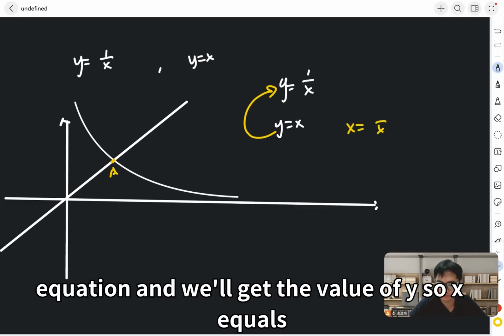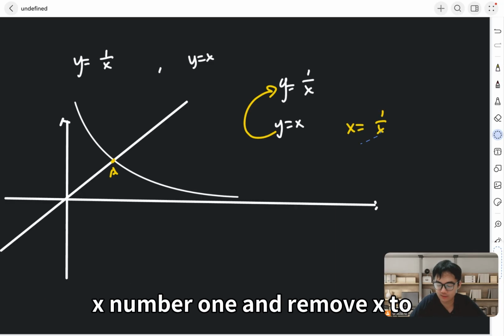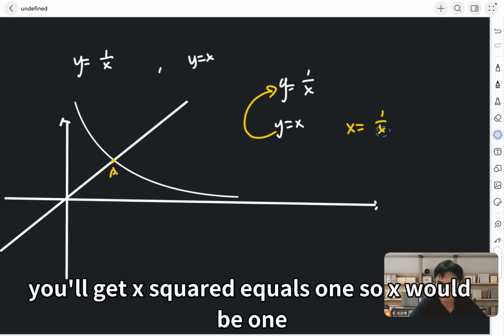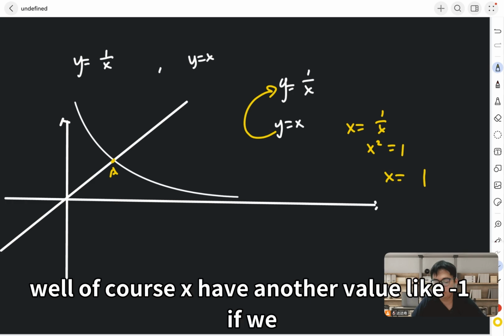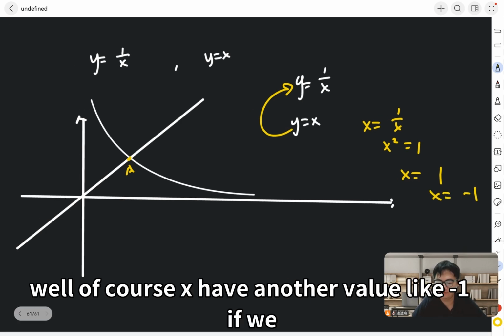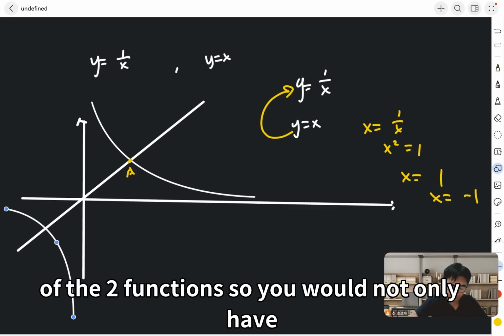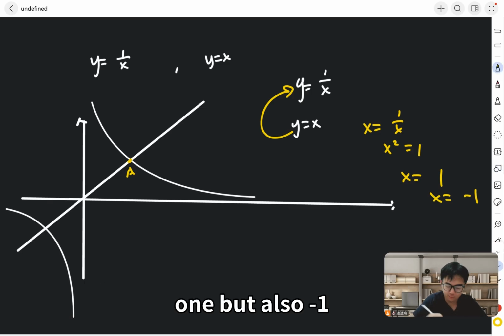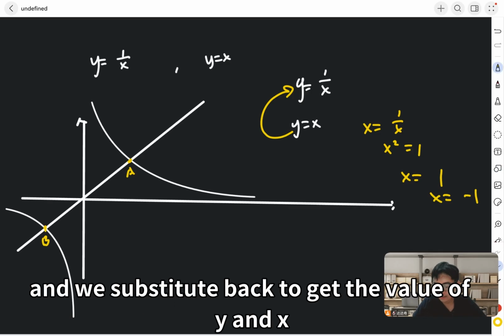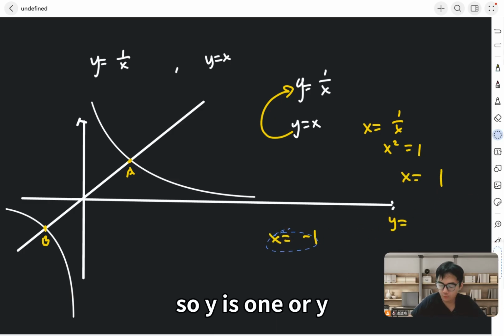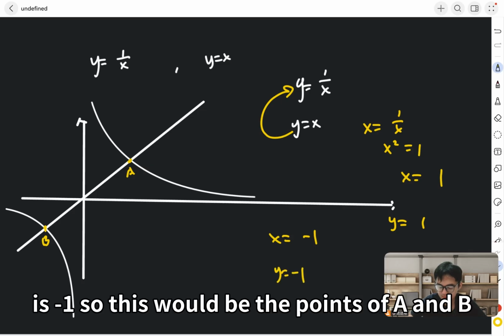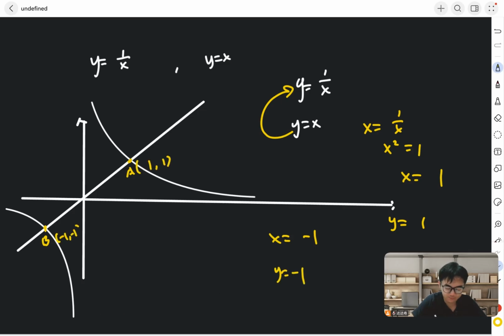So x equals 1 over x, and moving x to the left side, you will get x squared equals 1, so x would be 1. Of course, x has another value, like -1, if we take the whole picture of the two functions. So you will have not only 1, but also -1. And we substitute back to get the value of y. So y is 1 or y is -1. So these would be the points A and B.